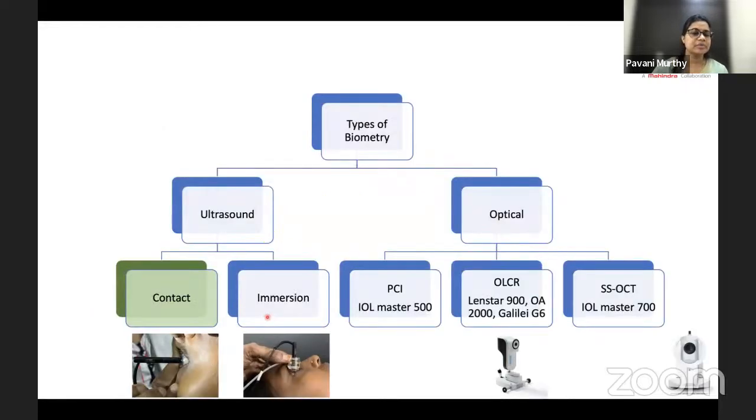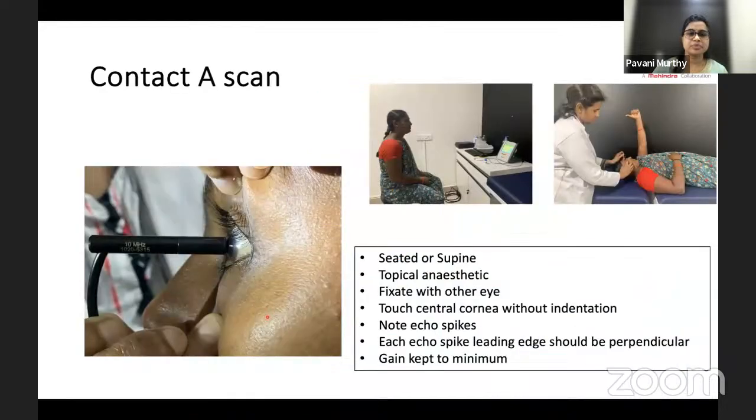In contact ultrasound biometry, you have to explain the procedure to the patient and make sure that the patient is seated comfortably. You can also have the patient lying down on the bed. Instill a drop of topical anesthetic, fixate with the other eye, then touch the central cornea without indentation. Note the echo spikes. Make sure that the echo spike's leading edge is perpendicular to the baseline, and the gain should always be kept to minimum.